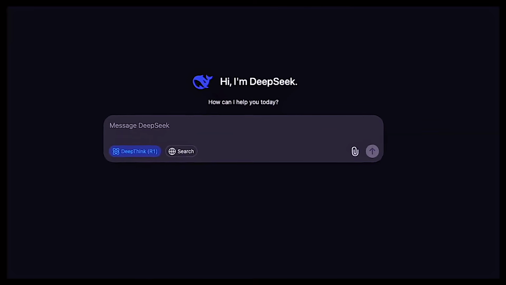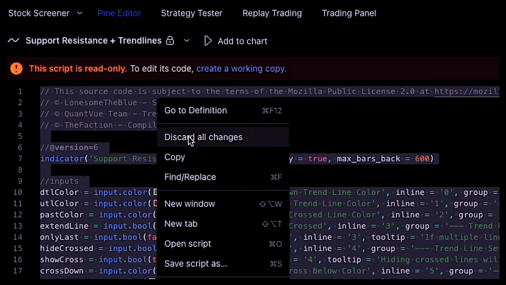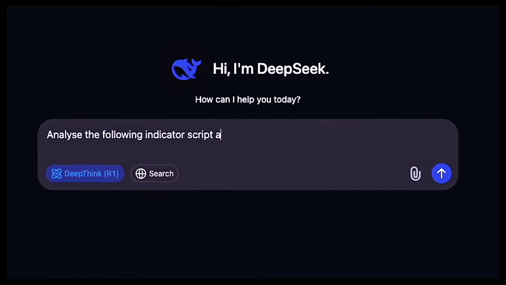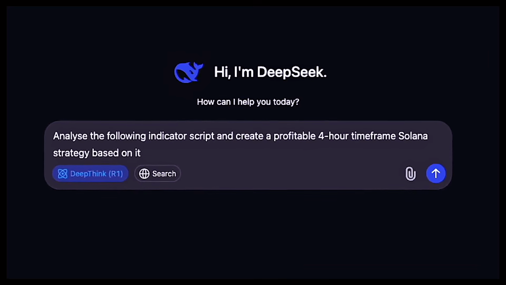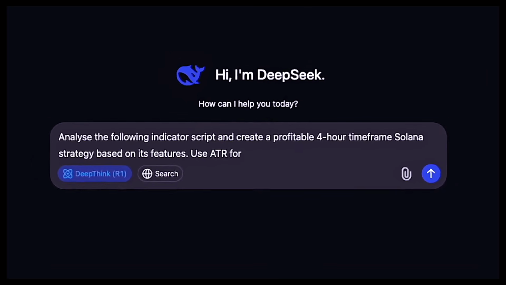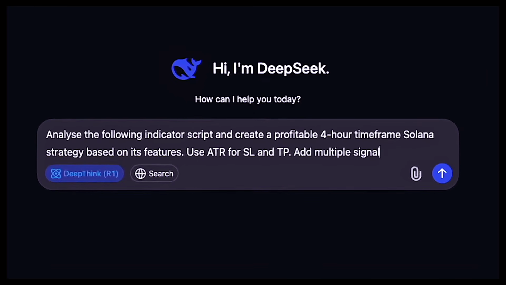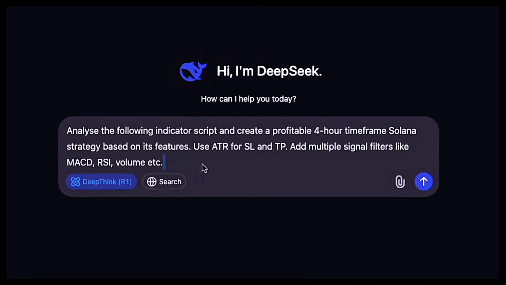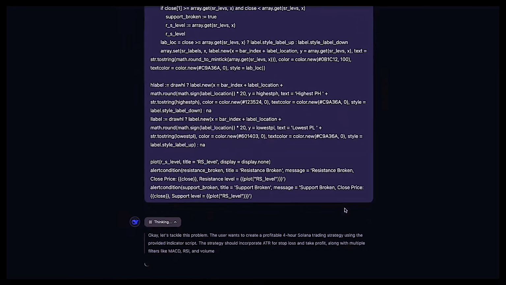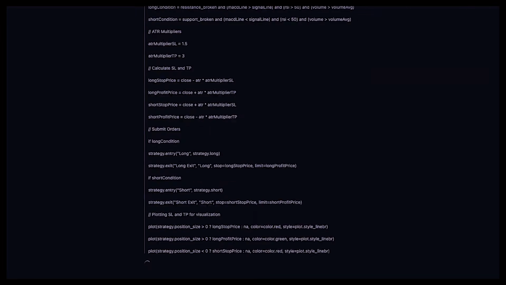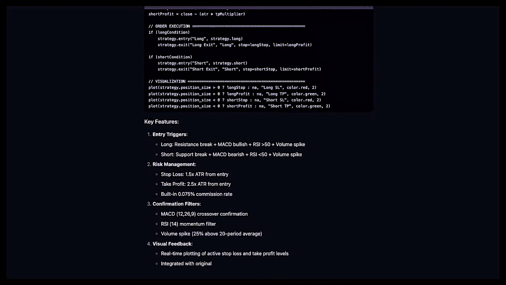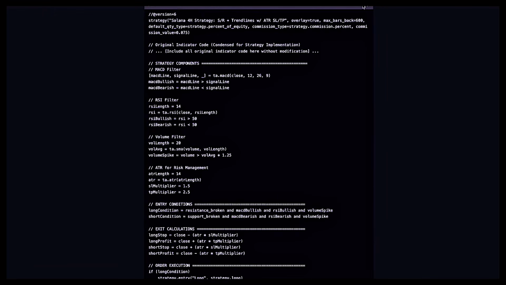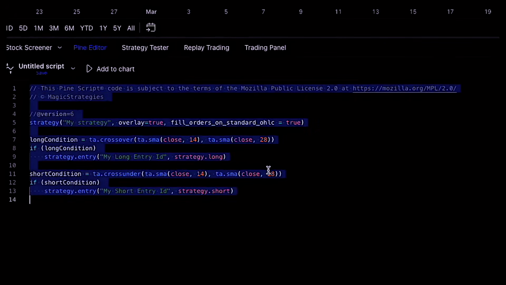Back in DeepSeek, grab the indicator's code and ask for a swing trading strategy for Solana's 4-hour chart, focusing on trend line and level breakouts with filters like Super Trend, EMAs, MACD, and ADX for max win rate. DeepSeek delivers a detailed strategy, catching high probability trades most traders miss. Paste the code into a new strategy script and add it to your chart.